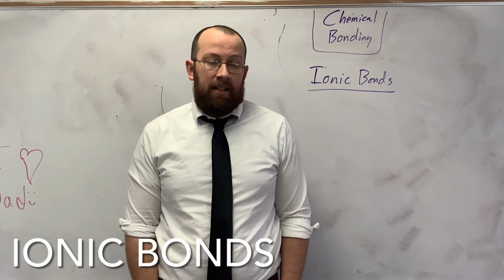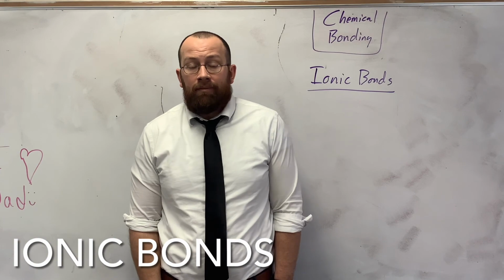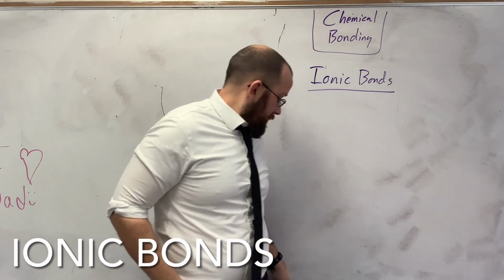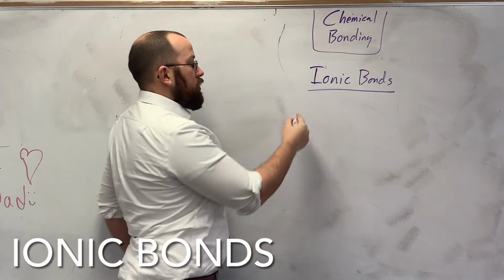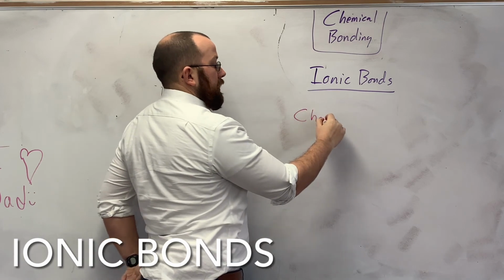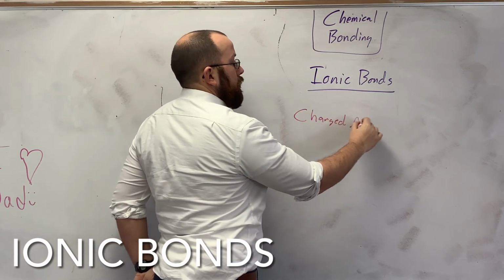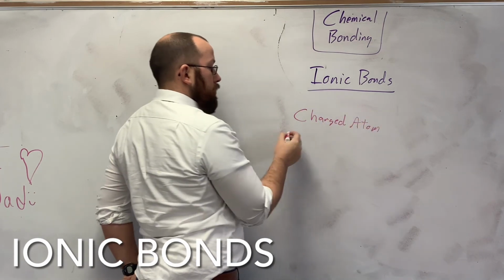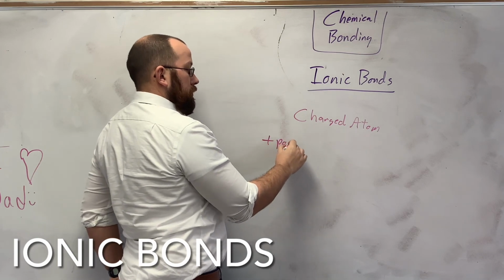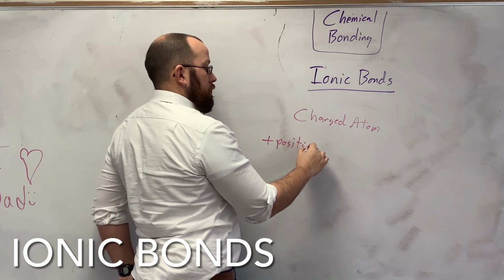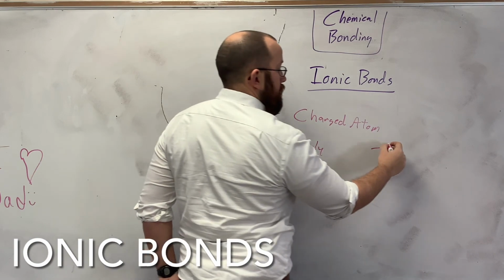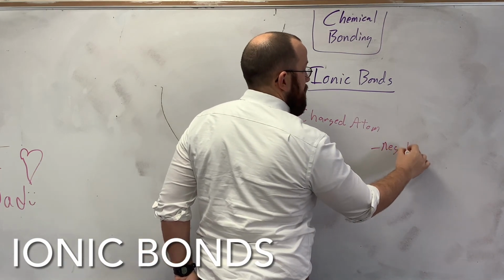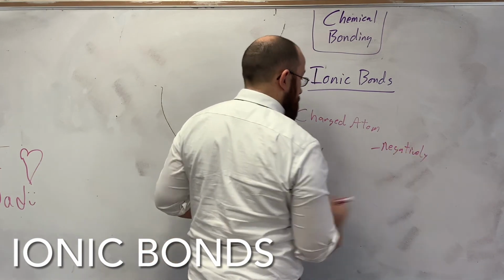Alright, the first kind of bond we're going to talk about is an ionic bond. In an ionic bond, you have to have ions. And what an ion is, it's basically a charged atom. It can be positively charged, or it can be negatively charged, depending on if it has gained or lost an electron.